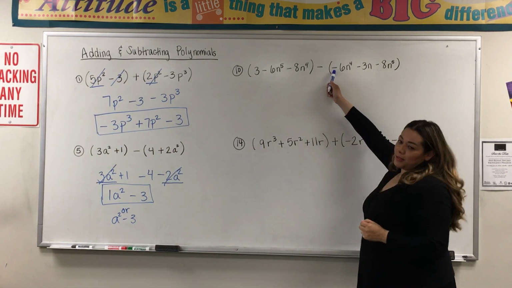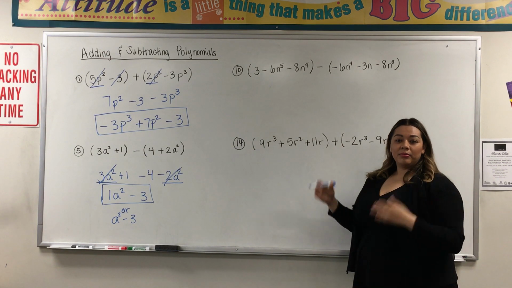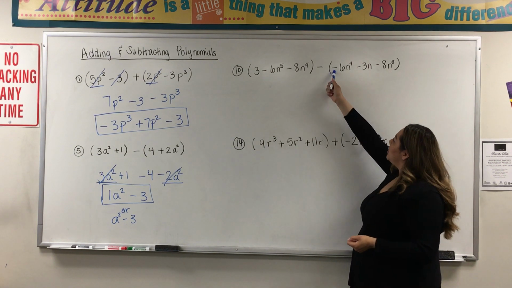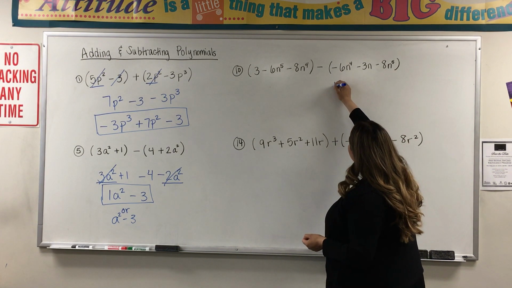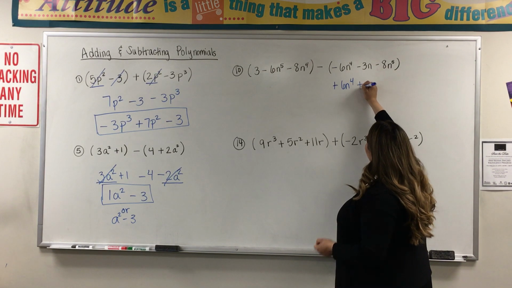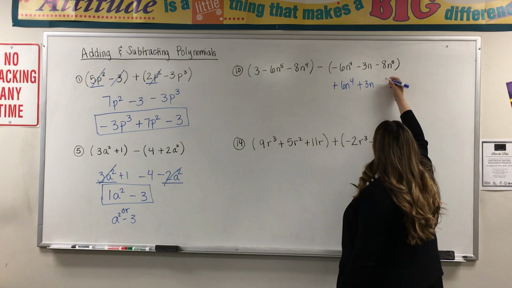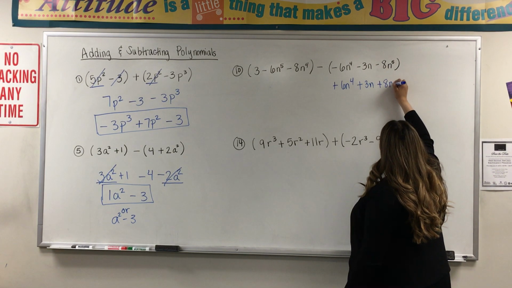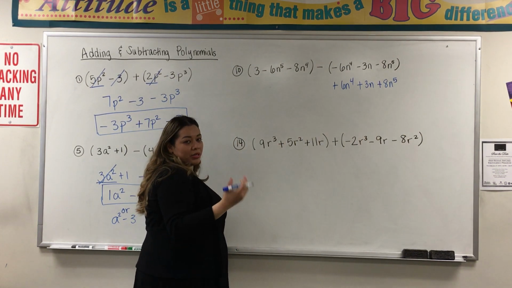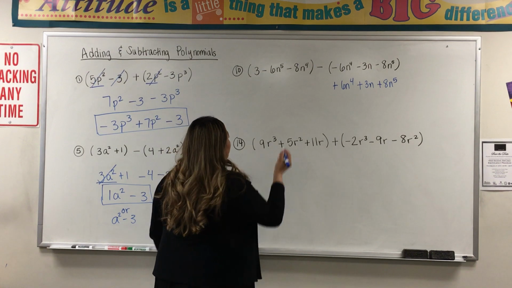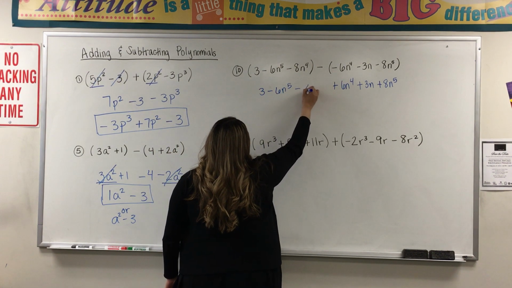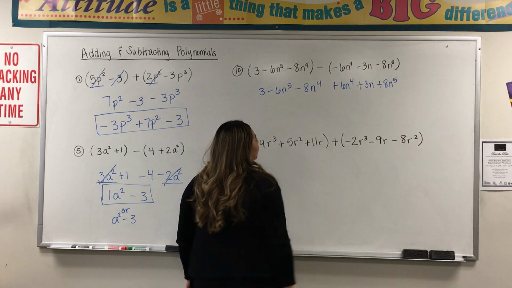Because we have a negative times a negative, whenever the signs are the same, it's gonna be a positive. If the signs are different and we're multiplying, it's gonna be a negative. So this changes to a positive, so it's gonna be positive 6n^4. That negative, again, is gonna change to a positive 3n. And this one, also to a positive 8n^5. The first parentheses on this side, we're gonna drop it down because we didn't touch it and take it out of the parentheses. So we're gonna say 3 minus 6n^5 minus 8n^4.